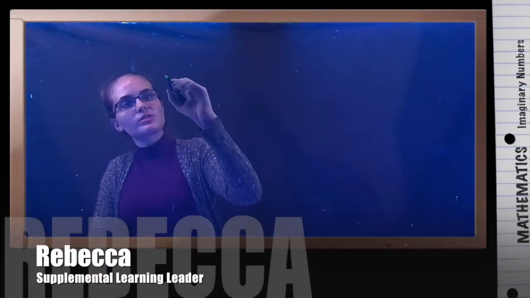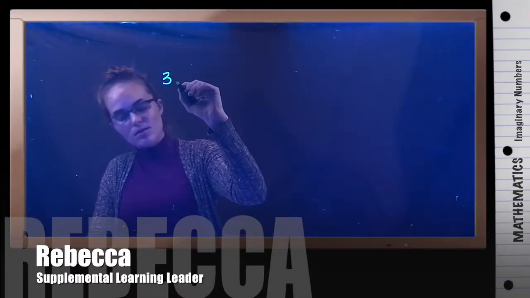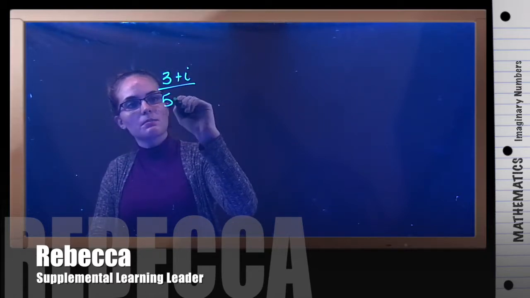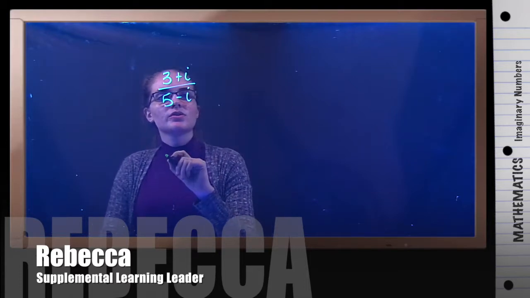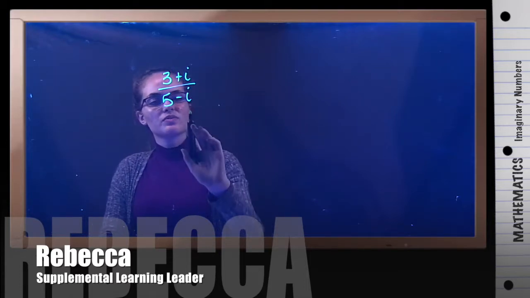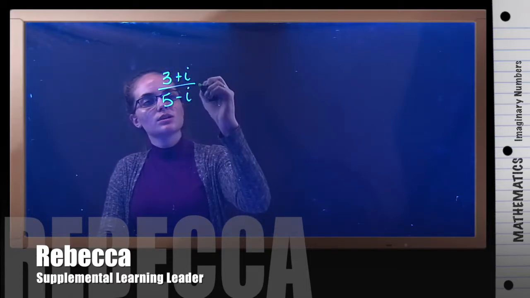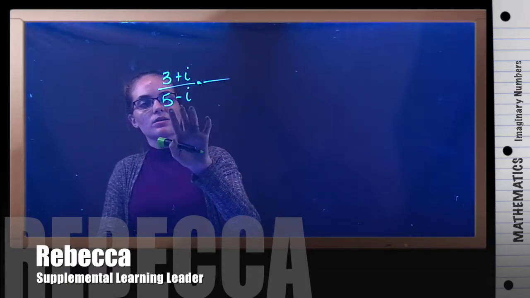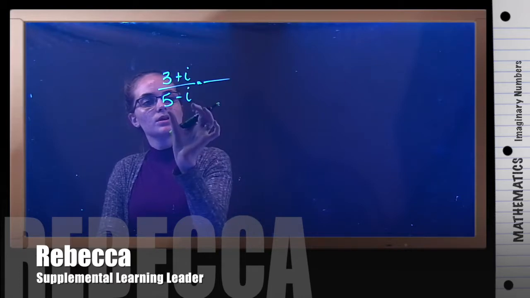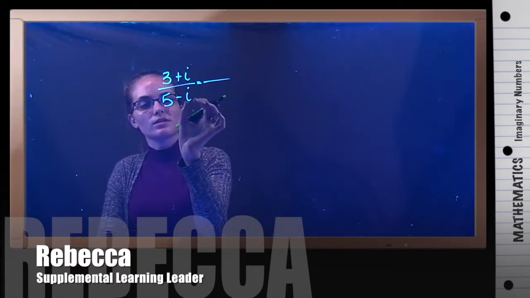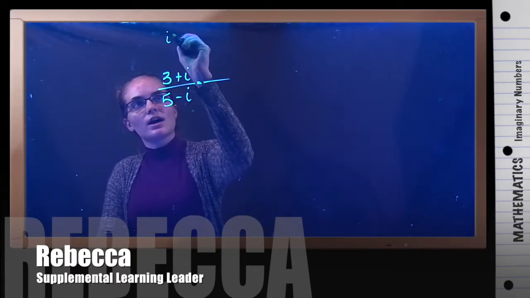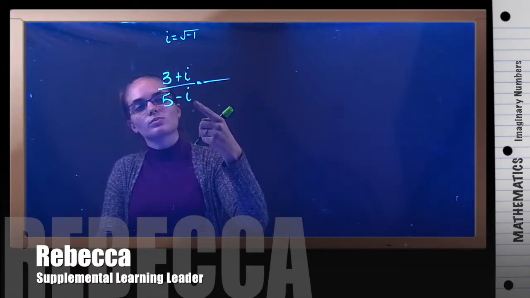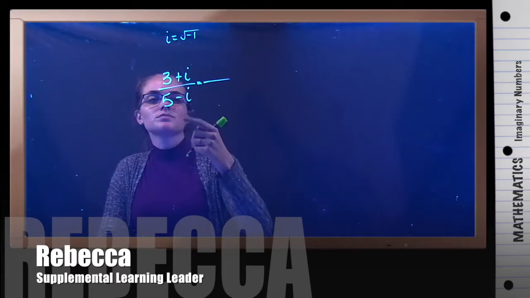For this example, we're going to divide (3 + i) over (5 − i). To divide this, first we have to realize that the only thing we're doing is multiplying by the conjugate of the bottom, because we can't have a radical in the denominator. Essentially, i is just the square root of -1. So i is a square root, and we can't have a square root on the bottom.